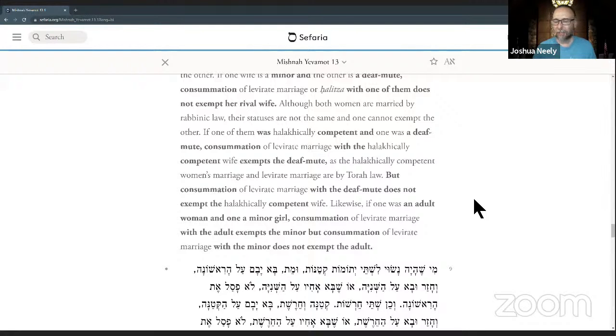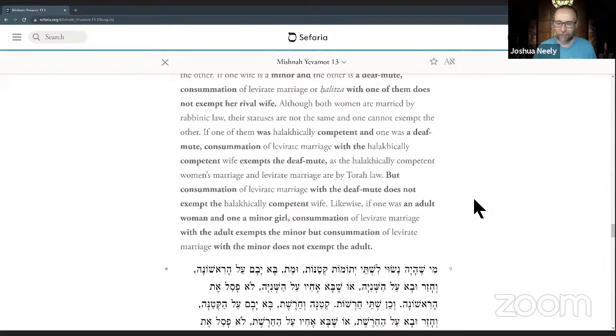If one of them was halakhically competent and one was a deaf mute, again, this means a mental competency we're talking about, consummation of levirate marriage with the halakhically competent wife exempts the deaf mute, as the halakhically competent woman's marriage and levirate marriage are by Torah law. But consummation of levirate marriage with the deaf mute does not exempt the halakhically competent wife, meaning that because she has the rabbinic status, if something is done with her, it does not impact the halakhically competent woman.